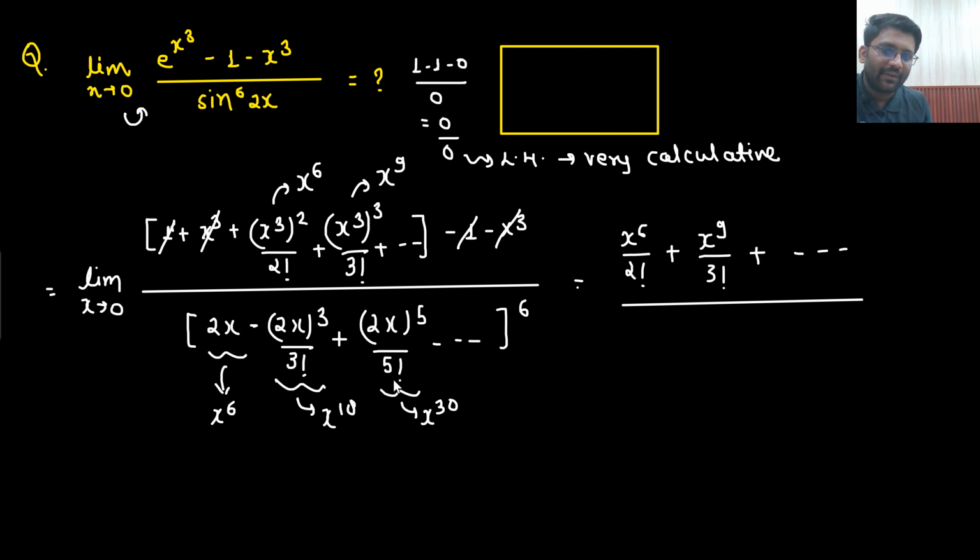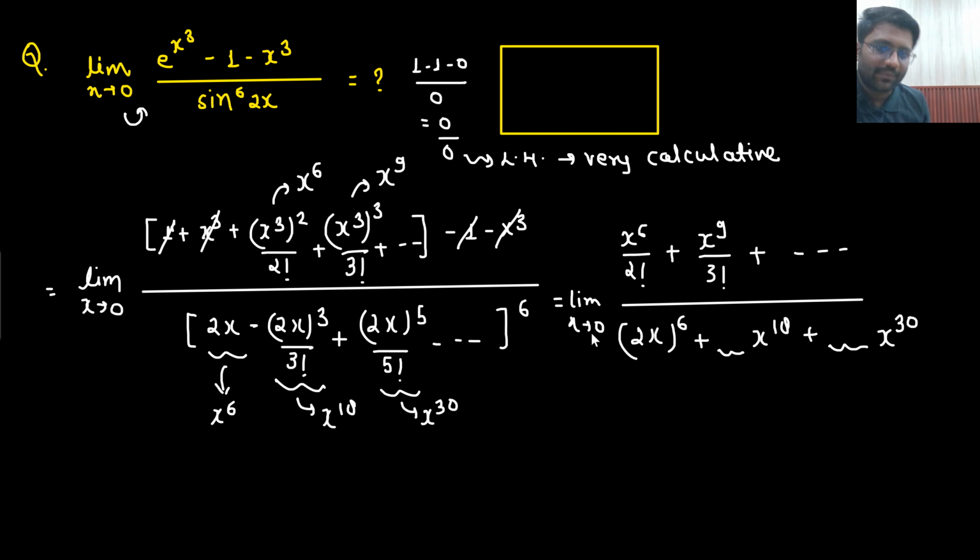now 2x to the power 6. This 2x is there to the power 6. So 2x to the power 6. Then some factor would come, x to the power 18. Then some factor would come up, x to the power 30. And don't forget the limit x tending to 0.